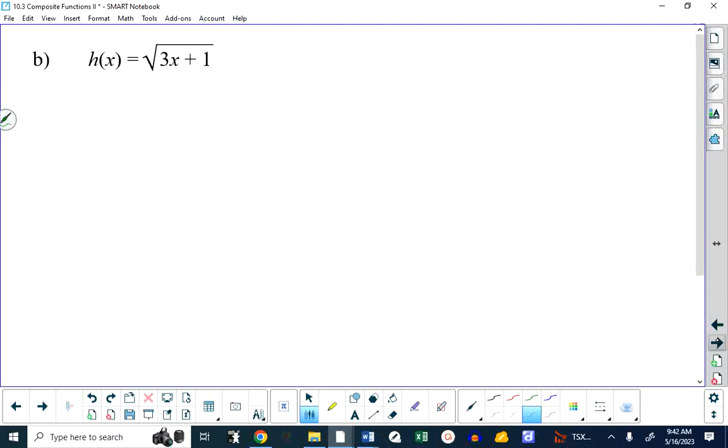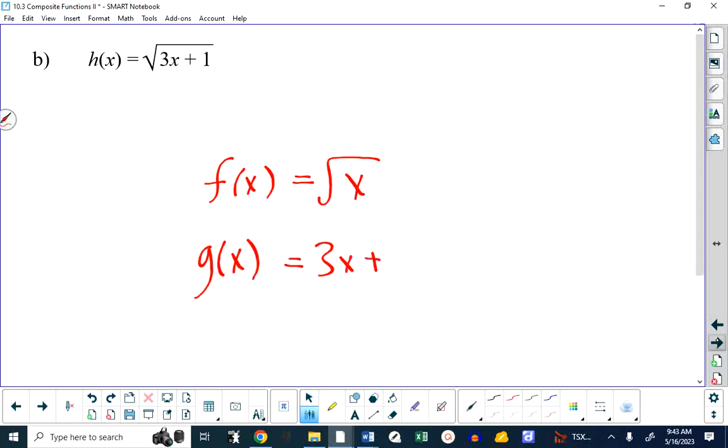Patrick. Square root x for f of x. Okay, f of x is root x. Excellent. And then g of x is just 3x plus 1. Excellent. G of x is 3x plus 1. So the idea here is that g of x goes in for x in f of x. If I were to take this whole thing here and put it right there, I would get the function.